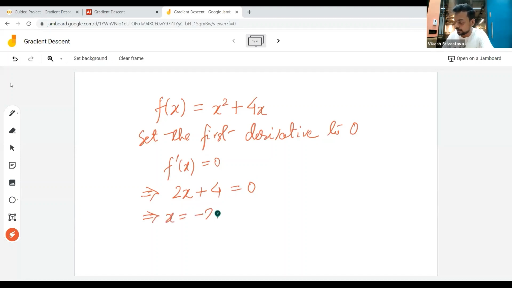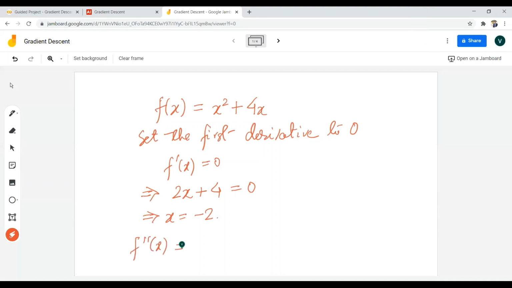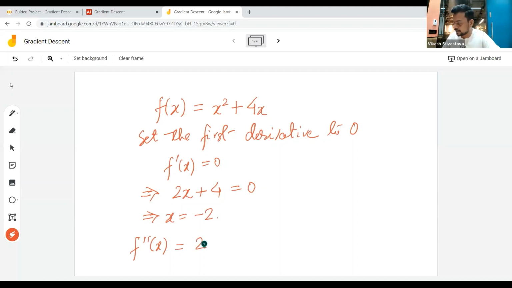Now we can check the double derivative, right? So the double derivative will be nothing but the derivative of 2x plus 4, that will give us 2. And as we can see, this is greater than 0, so this guarantees that x is equal to minus 2 is the x for which this function is taking the minimum value, right?